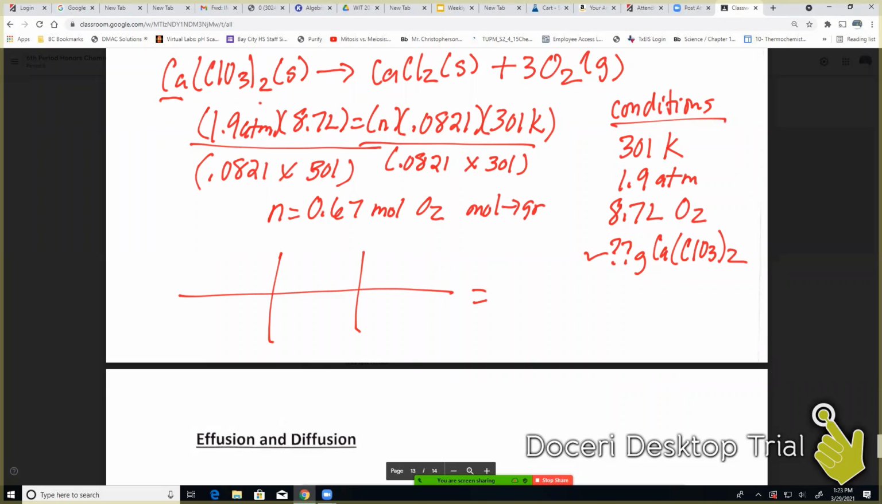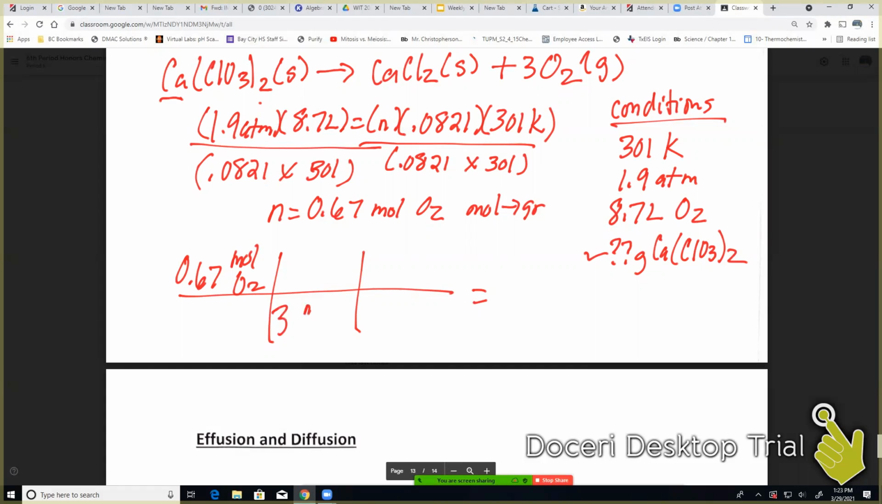So now I have something to start with, my 0.67 moles of oxygen. And if you just put 0.67, that would still be correct. That 0 is just a placeholder. I need to get from moles of oxygen to my calcium chlorate. So this is where I'm going to use my mole to mole ratio.